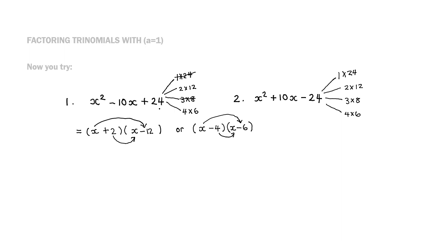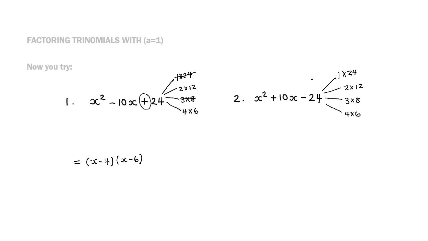But what about this last term? Okay, so if we look at the signs, positive times negative is a negative, and we are looking for a positive, which means that we can't use this one. We can use this one because negative times negative is a positive, so our final answer is going to be x minus 4 times x minus 6.